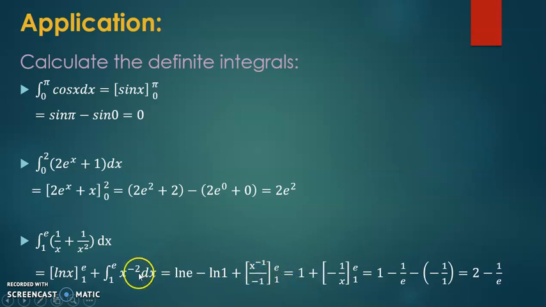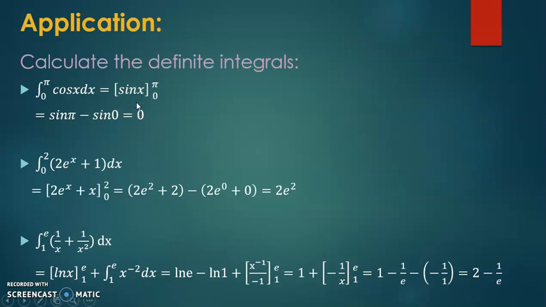For the second one, x power minus 2, you use the power rule, so you add 1 to the power and you divide by the new power, so you get x power minus 1 over minus 1. This is the same as minus 1 over x, since you should take this back to the denominator to have a positive power, and you just take the negative sign before the fraction. Now evaluated at e, then minus it evaluated at 1, so you'll get 2 minus 1 over e.